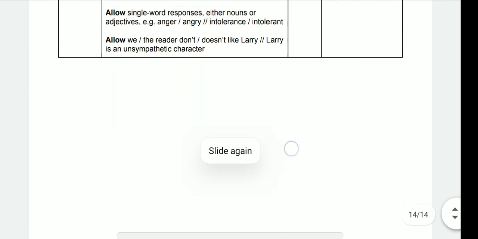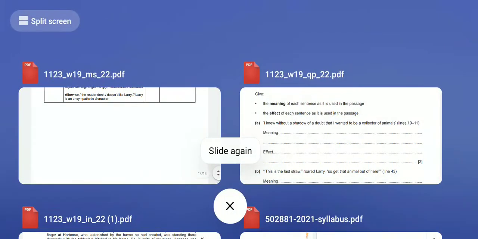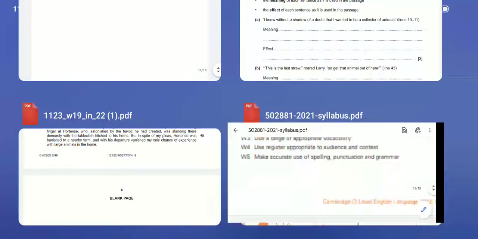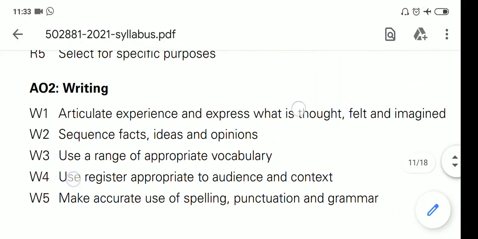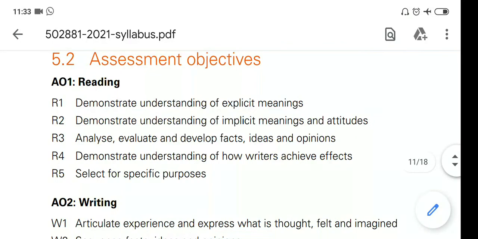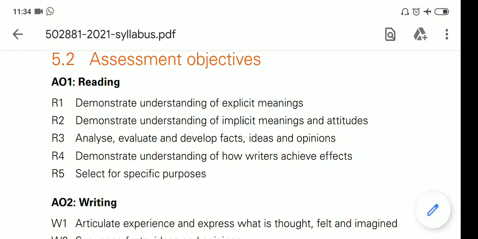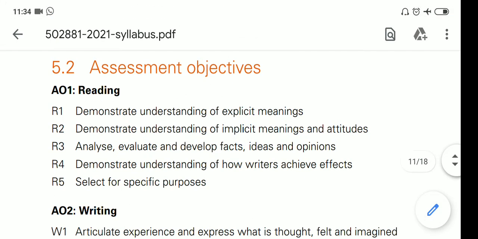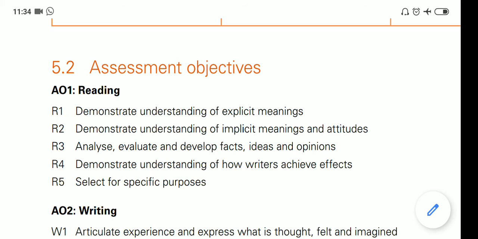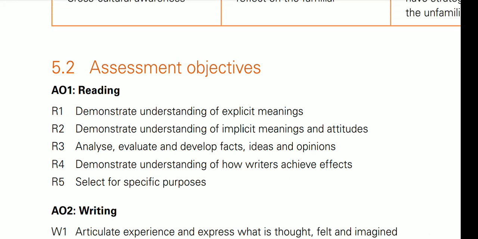And apart from this, I want to discuss with you these assessment objectives. Assessment objective number 1 is reading, because paper 1 is reading. Assessment objective number 2 is writing, because the paper is writing. R stands for reading: R1, R2, R3, R4, R5. These are the assessment objectives, and your paper will be assessed on these. The examiner will be marking your paper on the basis of this.